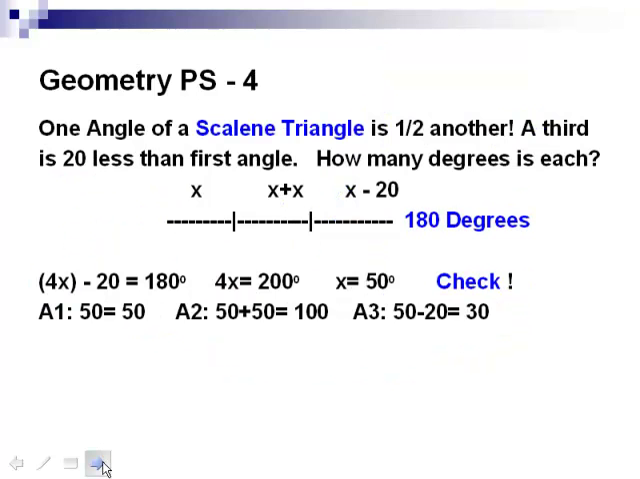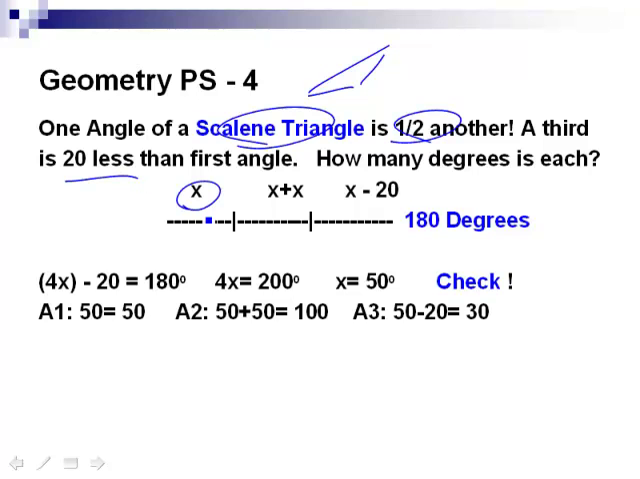All right, now, here we've got a scalene triangle. Now, remember, a scalene triangle is such that all the sides are different. All the angles will be different, but yet they still equal 180. One angle of a scalene triangle is half another. A third angle is 20 less than the first one. All right, that's not too bad.